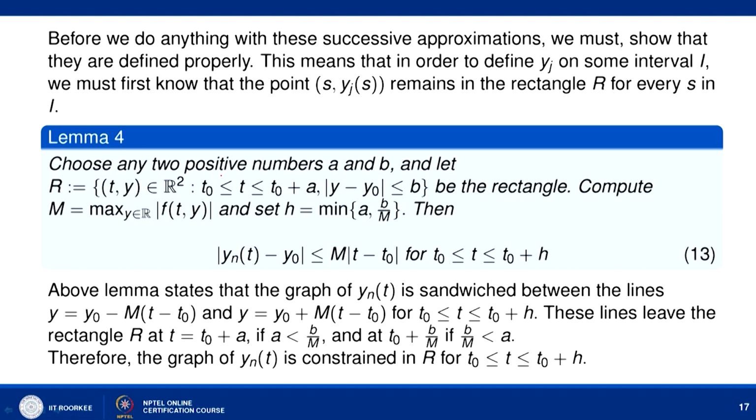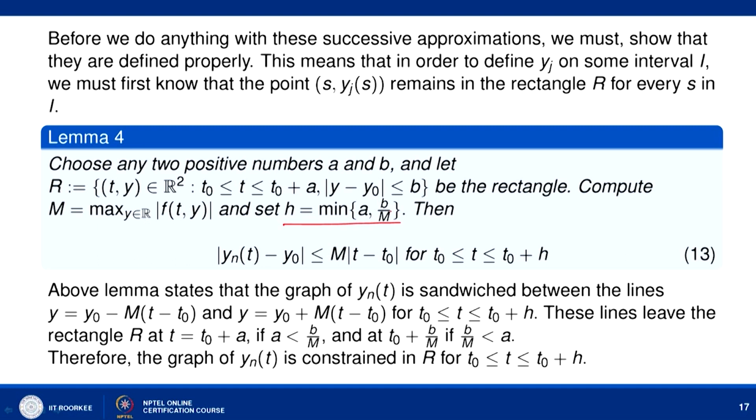Choose any two positive numbers a and b, and let R be defined as this. R is the set of all (t, y) belonging to R^2 such that t lies between t_0 and t_0 plus a, and modulus of y minus y_0 is less than or equal to b, be the rectangle. We can compute the maximum of modulus of f(t, y) in this rectangle R, call it M, and we can set h as minimum of a and b by M. Then modulus of y(t) minus y_0 is less than or equal to M times (t minus t_0) for all t belonging to [t_0, t_0 plus h], where h is minimum of a and b by M.